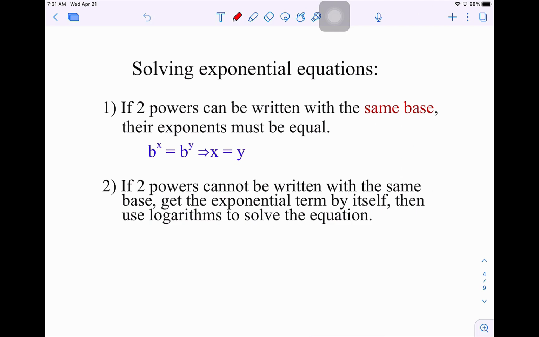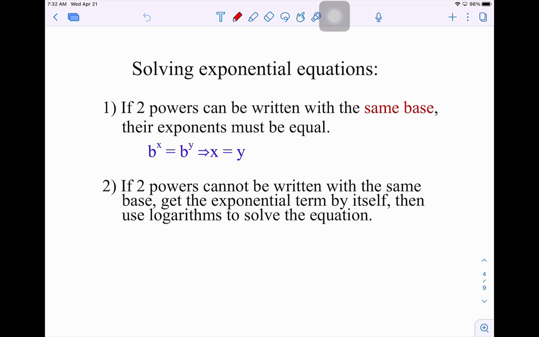So, option number 1. And we've already done option number 1 a little bit in the last couple of days. If two powers can be rewritten with the same base, what that means is their exponents must be equal. We did that the other day on some of those sheets where we said, if they're both base 2, let's rewrite them as base 2 and therefore set the exponents equal and solve from there. If they're both base 5, let's change them both to base 5 and go from there. So option 1 is if you can rewrite them both as the same base, then you can solve it that way, and I'll show you an example like that as well.